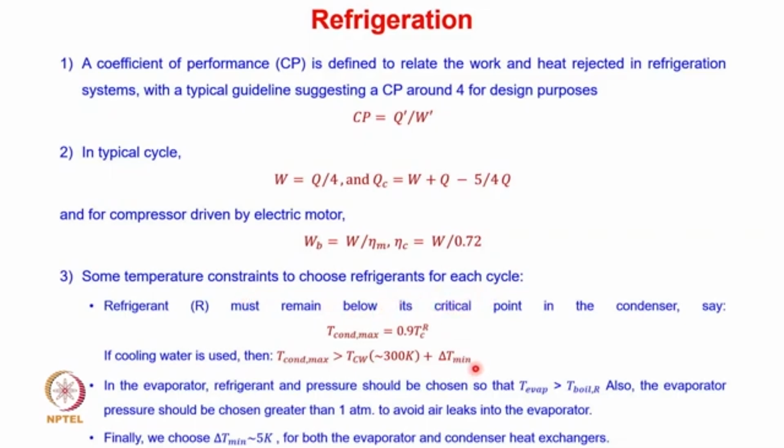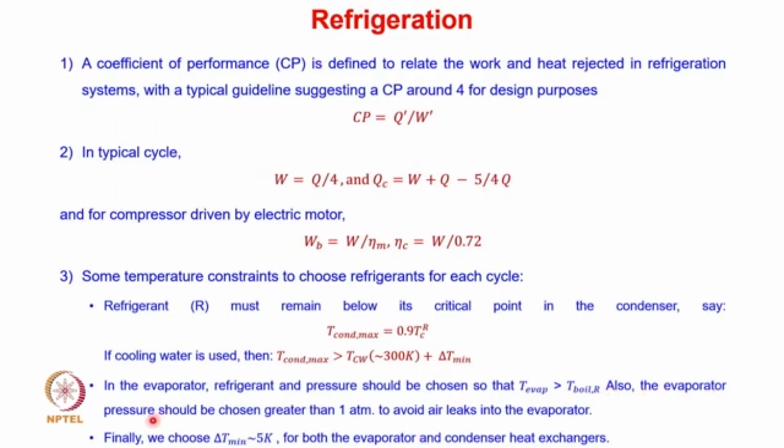performing the refrigeration. So the refrigerant must remain below the critical point in the condenser. So T condenser maximum, you can see that should be equal to 0.9 TCR. Again, if cooling water is used, then T condenser maximum should be greater than the temperature of the cooling water plus delta T minimum. So in the evaporator, the refrigerant and the pressure should be chosen so that the temperature of the evaporator should be greater than the boiling temperature of the refrigerant.